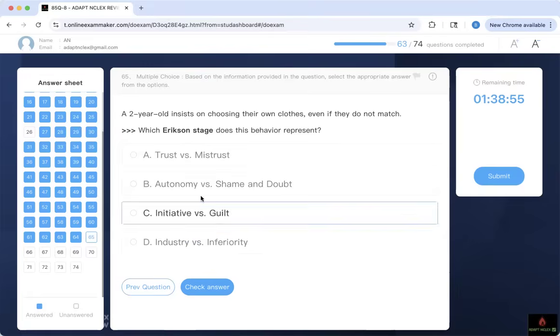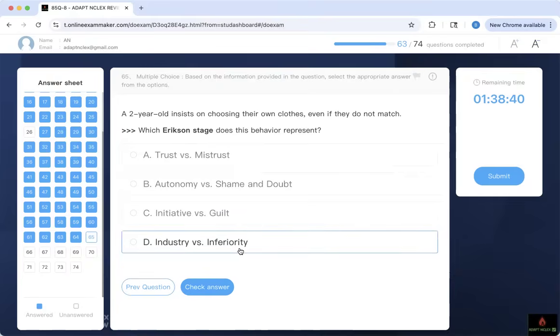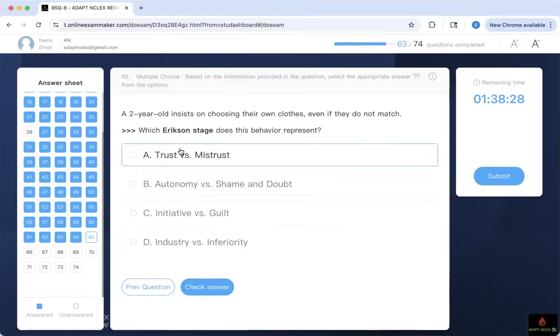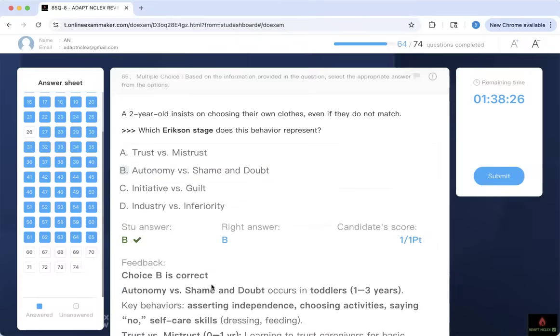Trust and mistrust, autonomy and shame and doubt, initiative and guilt, industry and inferiority. What do you think? He said, I want to wear it, whether you like it or not. It's me. Which answer choice says me? Industry and inferiority doesn't say me. Initiative, you're trying to do something, nobody's preventing you. Autonomy, hey, I want to do it. Mistrust is for the young one. They are not that. So that's the one.